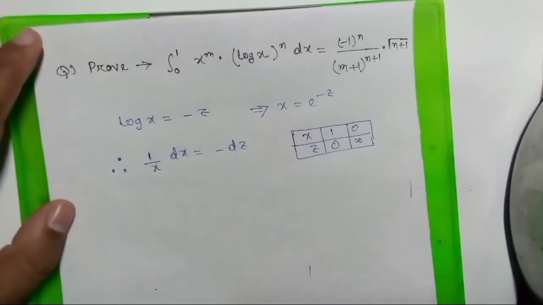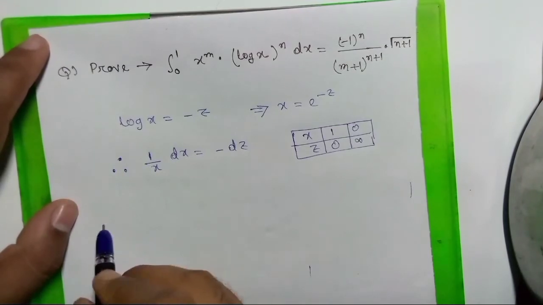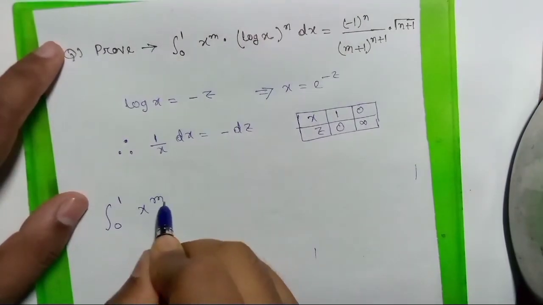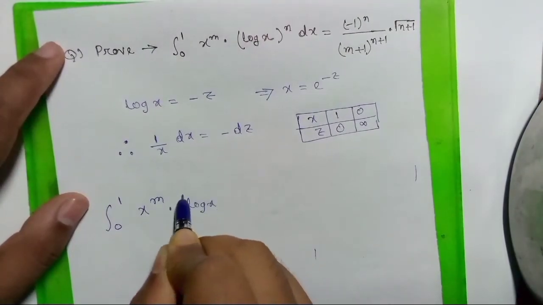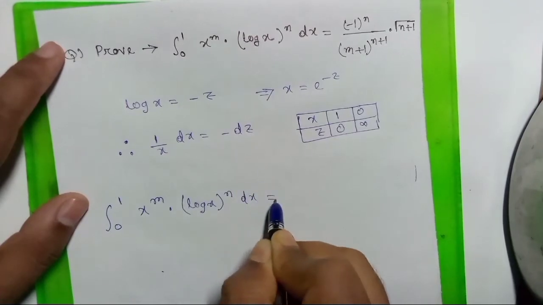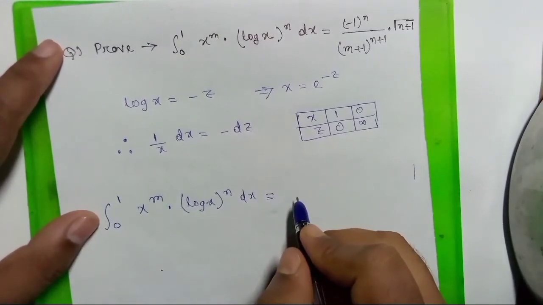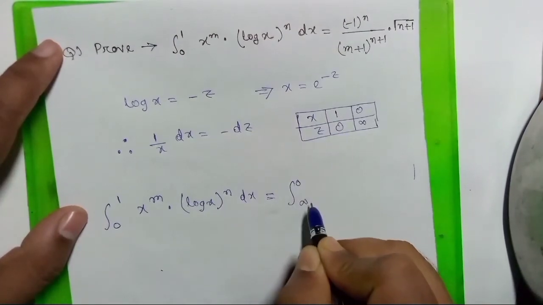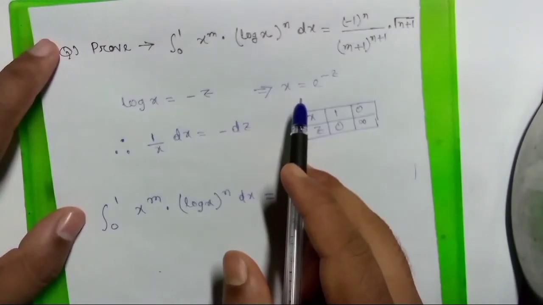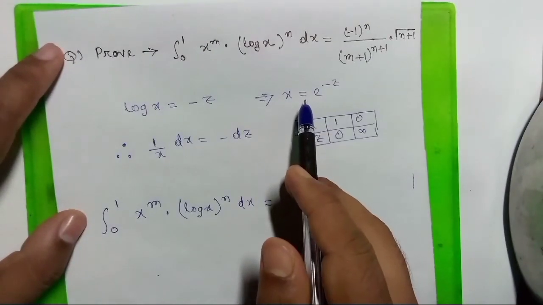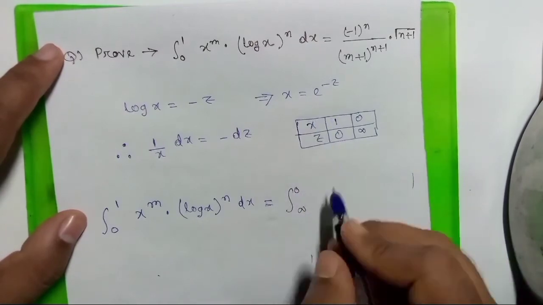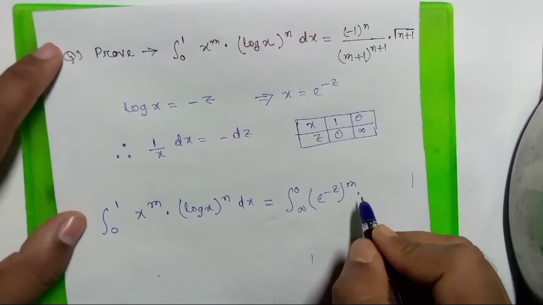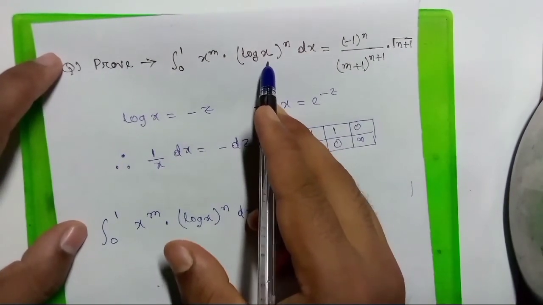So now, the integral from 0 to 1 of x to the power m times (log x) to the power n dx is equal to the limit from 0 to infinity. For x to the power m, we get x equals e to the power minus z, so (e to the power minus z) to the power m, and (log x) to the power n.